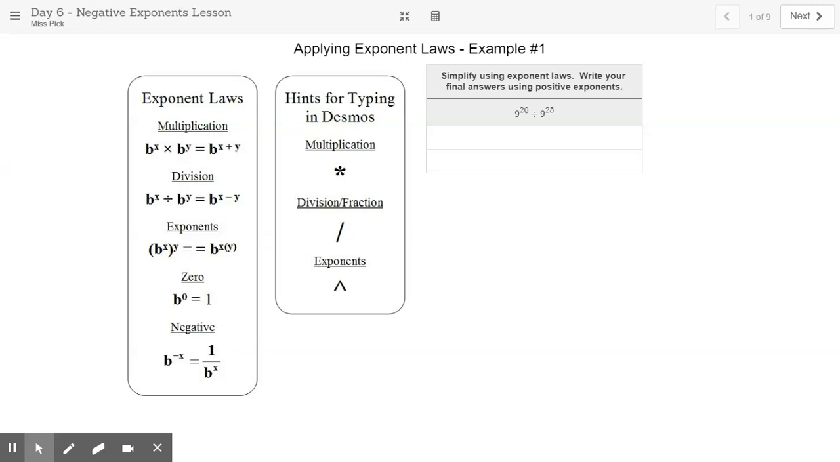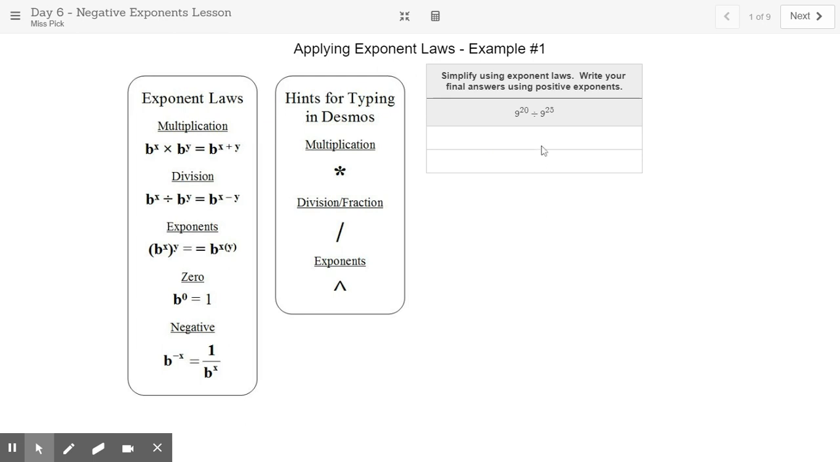We're going to do a couple of examples where we use negative exponents along with the other exponent laws that we've learned so far. So our question here says, simplify using exponent laws. Write your final answer using positive exponents. So we have the question 9 to the power of 20 divided by 9 to the power of 25.